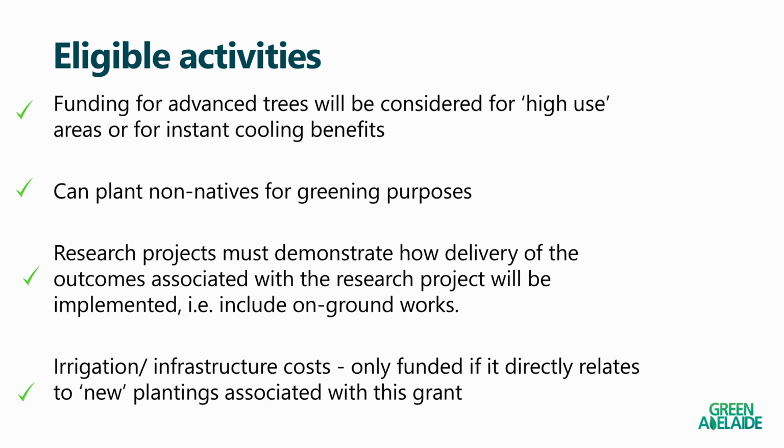And the other change, irrigation and infrastructure costs will be considered if it relates directly to new plantings. So essentially what that means is if you had an existing garden and you applied for irrigation and that's all you're asking for, that wouldn't be eligible. Whereas if you're doing a new garden and looking at installing irrigation as part of that, then certainly that will be an eligible item. Again, like with all of these, if you have any questions, get in touch with us and we'll be able to provide you some information about that.